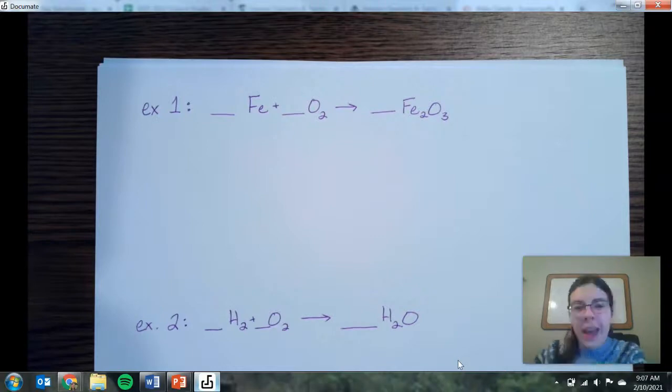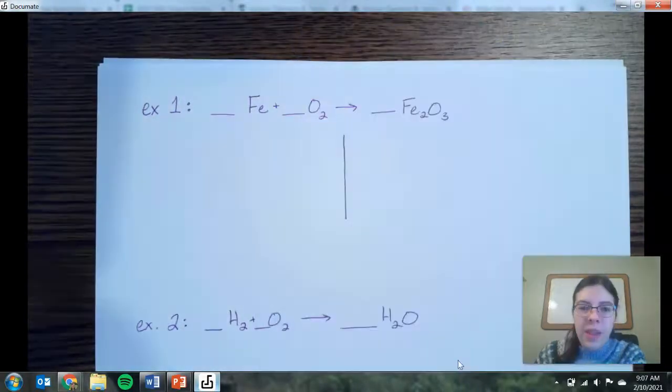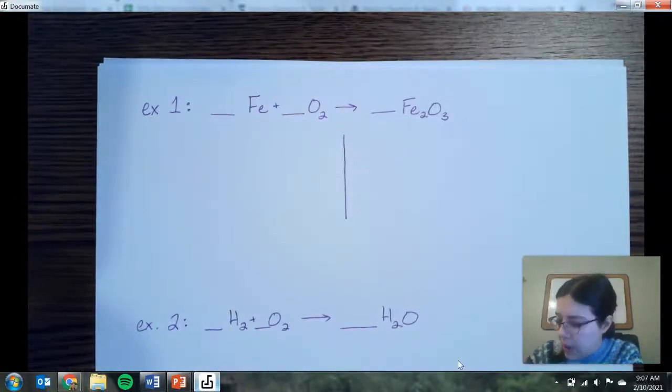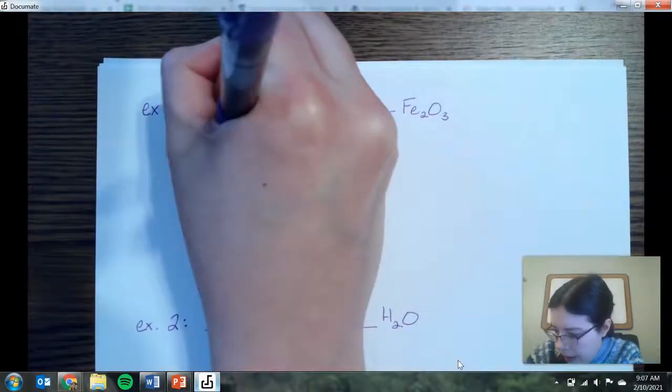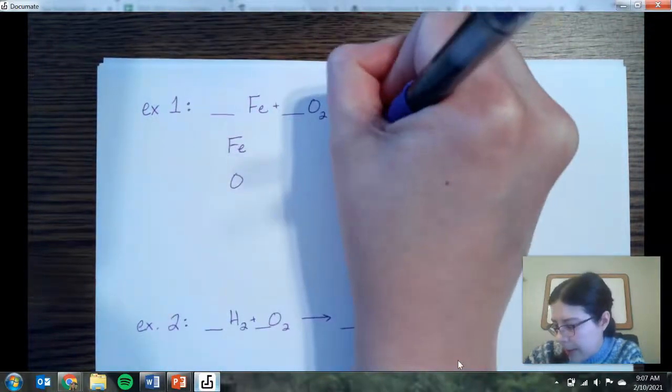So for the first one, we're going to start with our atom inventory. So we draw that vertical line down below, and then we're going to list all of the elements we have. So in this case, we have iron and we have oxygen, and we'll list them in the same order on both sides.